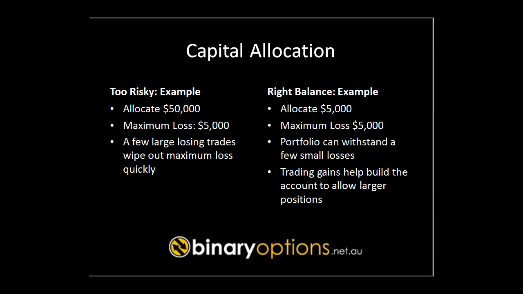A better strategy is to allocate only the $5,000 that you can afford to lose. Having a capital cushion where you can afford to lose some of your capital means the portfolio can withstand a few small losses early in the game. Over time, as you grow your trading book with gains from previous trades, you can take larger and larger positions.